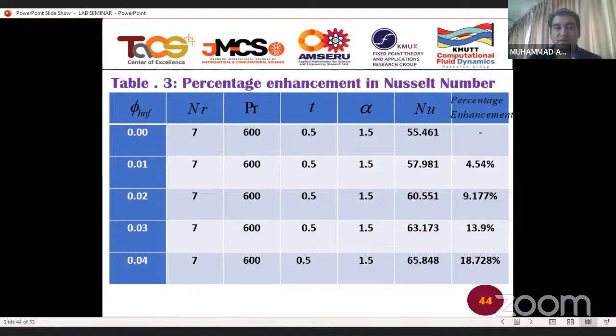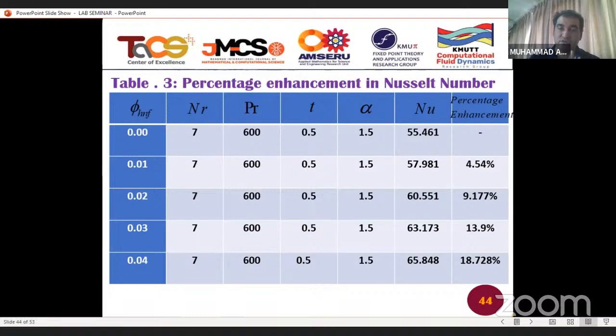So from the given table of Nusselt number, we conclude that keeping all the parameters fixed and varying the nanoparticle volume fraction, adding nanoparticles, the mixture of 3 different nanoparticles, can enhance the working capability and the heat transfer rate of the engine oil up to 18.728%, which is a great achievement. It can enhance the heat transfer up to 18%. So this was the main novelty of the present work.